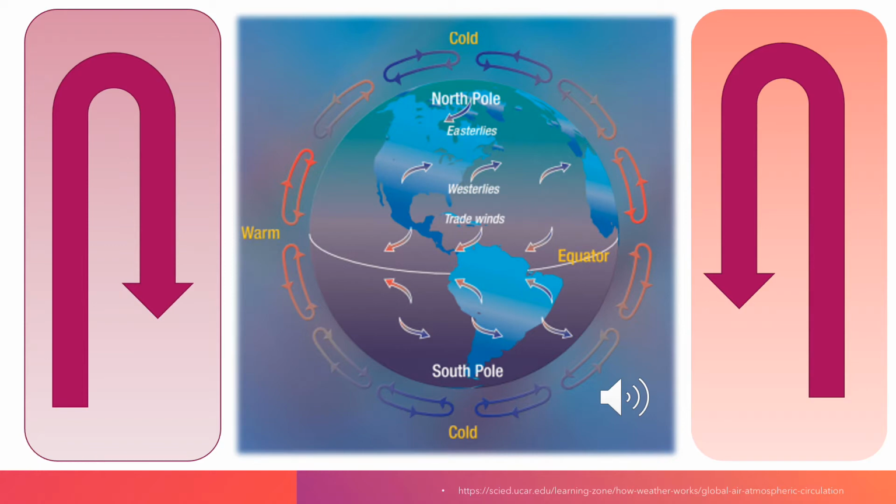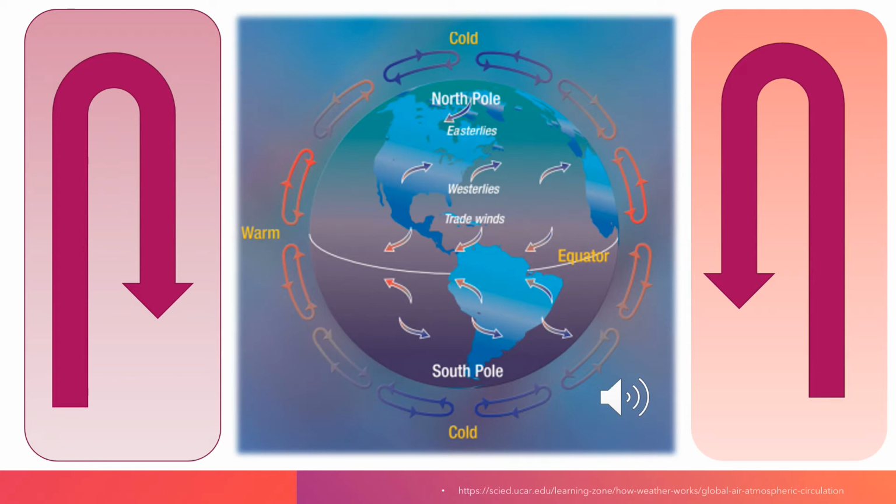Air in the atmosphere moves around the world in a pattern called global atmospheric circulation. It is caused because the sun heats the earth more at the equator than at the poles. It is also affected by the earth's rotating.